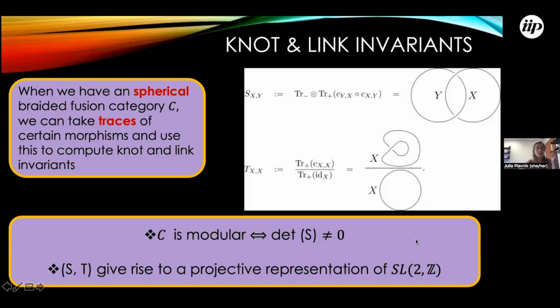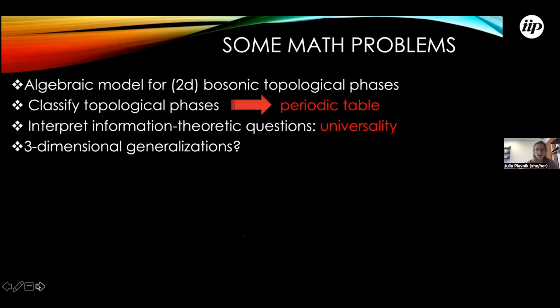So for being modular, you need braided. You also need spherical, so I can take traces. And now I need that this determinant is different from 0. Then the other comment is that this S and T matrix give us a lot of information that comes from modular group representations and a lot of number theoretical information. And let me just comment a little bit on what we care about and tell you some results.